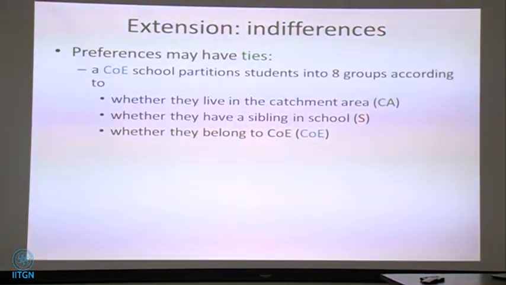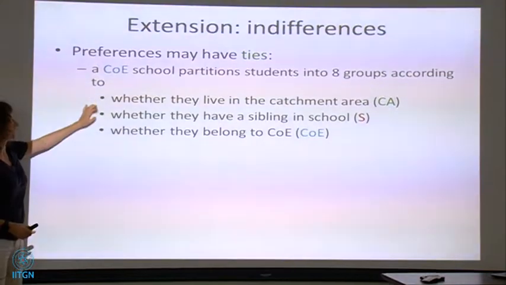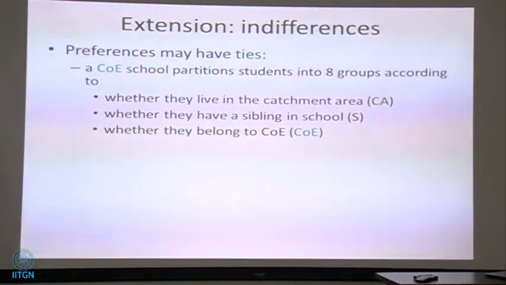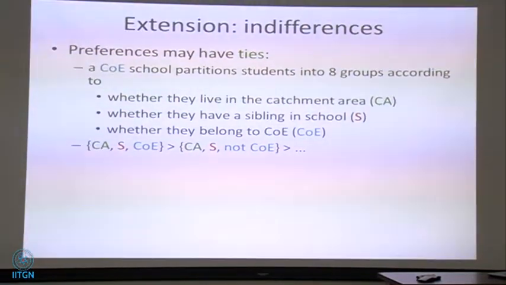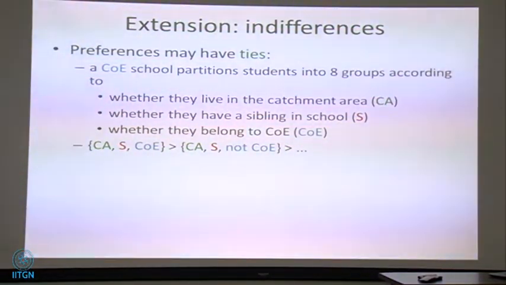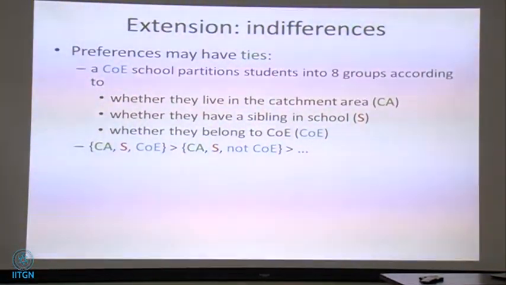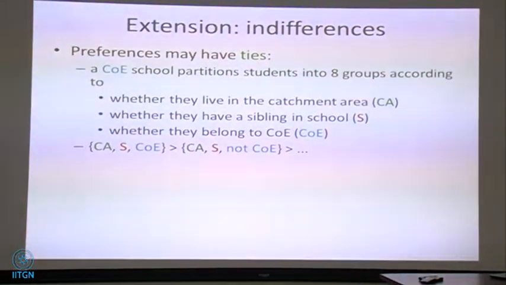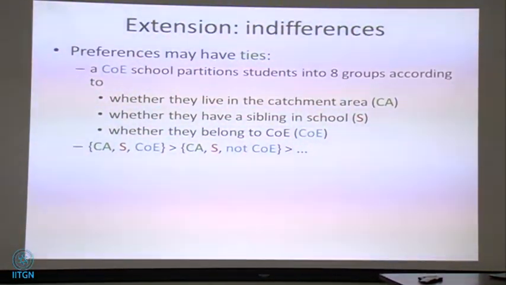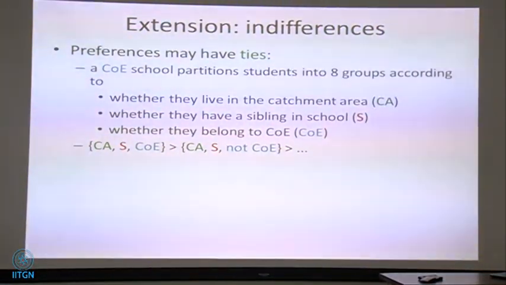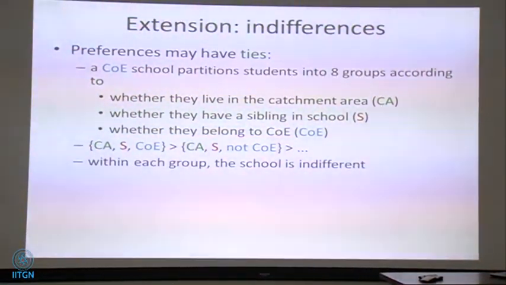So that partitions students into 8 possible groups. 2 possibilities here, 2 possibilities here, 2 possibilities here. And within each group, the school is indifferent. So the best case is the student lives in the catchment area, already has a sibling in school, and belongs to the Church of England. Students like that would definitely get admitted. The next option is lives in the catchment area, has a sibling, but doesn't belong to the church. Still a very good chance, but slightly weaker. And the worst possible case would be not in the catchment area, doesn't have a sibling, doesn't belong to the Church of England, has no excuse for being in that school, unlikely to be admitted. Okay, so there are indifferences. Within each group, the school is indifferent.